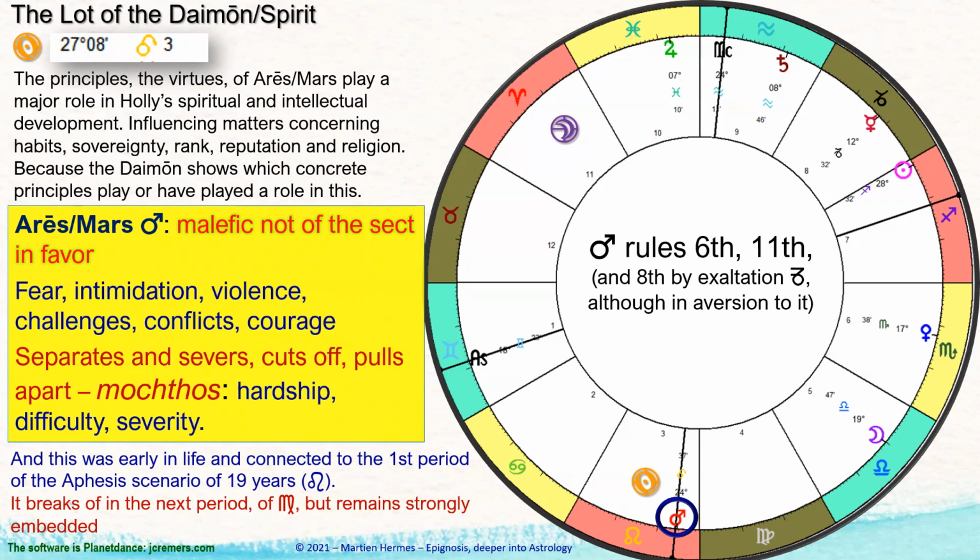And the reason is that Mercury, the ruler of the next period under Virgo, is averse to Mars and averse to the Sun, the ruler of this entire period of Leo. So whenever we see such an aversion happening between the rulers of two major periods, then we see some sort of breach. So that's the reason why I say it breaks off in the next period, but it remains strongly embedded simply because it's on the IC. But we will get back to the issue of the strength of planets in another slide.